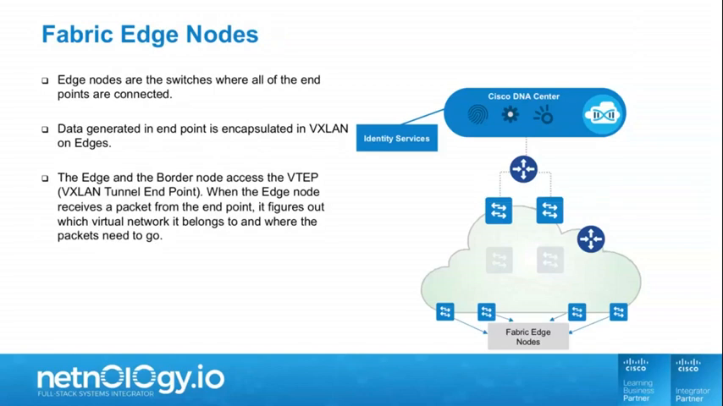Edge nodes. Now, if we look at the edge node, they're nothing different than an access layer switch. It is literally an access layer switch where the end users and end hosts are connecting. If my customer is asking me, okay, Mr. Omer, when you're going to create the fabric, what do you mean by edge node? How is it different from what I'm doing today? In reality, it's not. At the physical layer level, it is not.